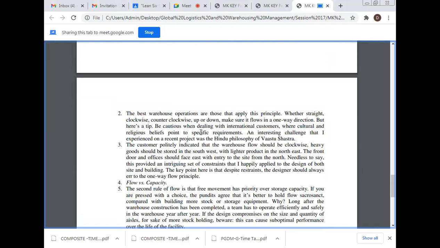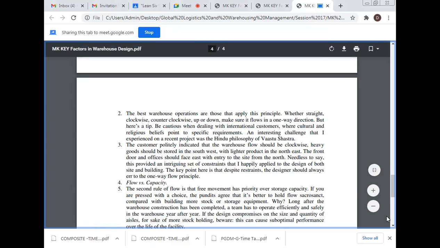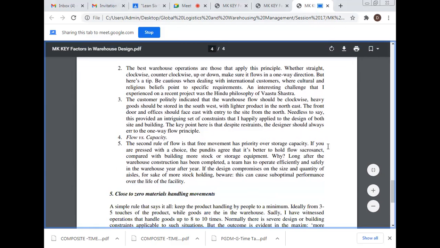But here is a tip. Be cautious when dealing with international customers where cultural and religious beliefs point to specific requirements. An interesting challenge that I experienced on a recent project was the Hindu philosophy of Vastu Shastra. The customer politely indicated that the warehouse flow should be clockwise. Heavy goods should be stored in the southwest with the lighter product in the northeast. The front door and offices should face east with entry to the site from the north. Needless to say, this provided an interesting set of constraints that I happily applied to the design of both site and building.